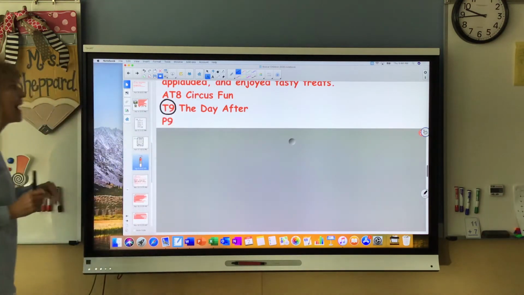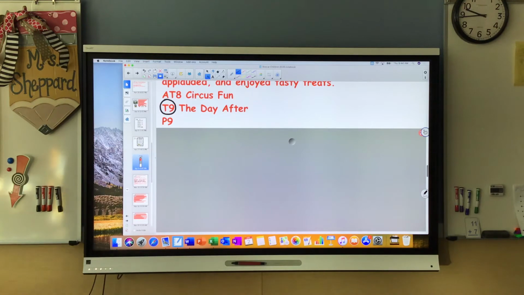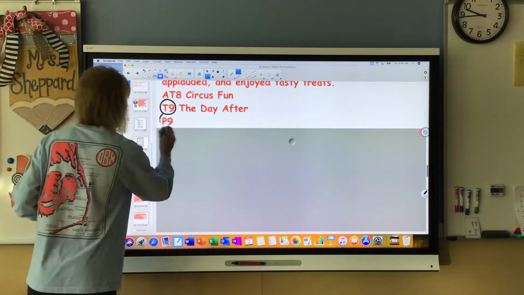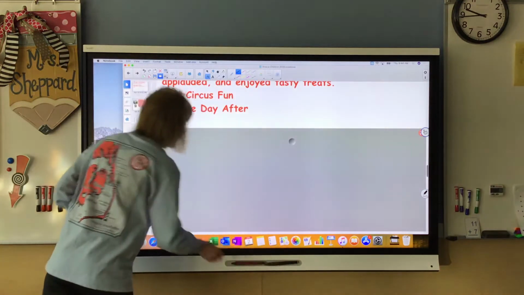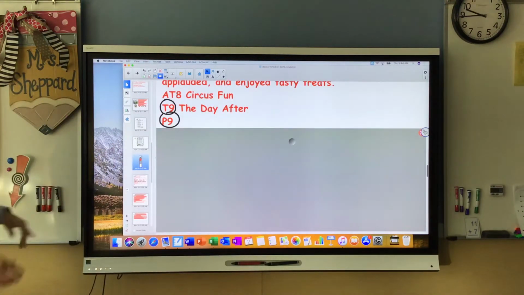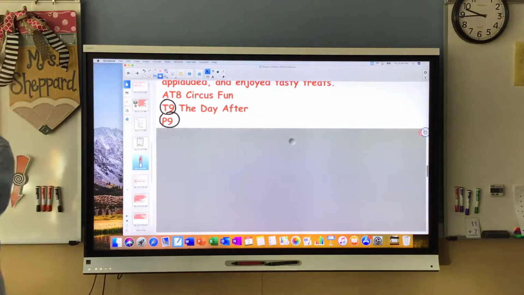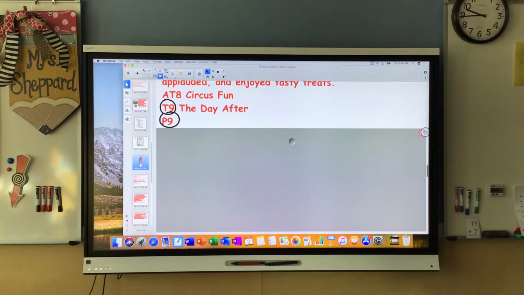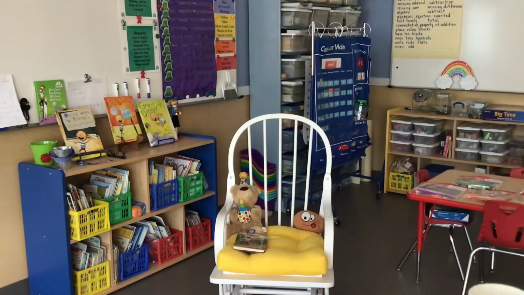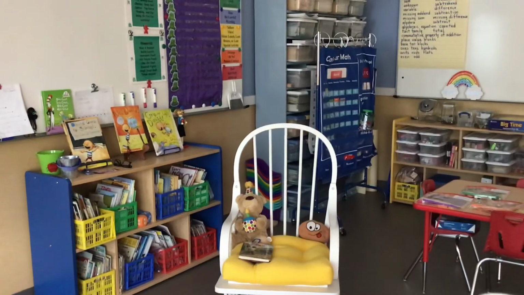Starting with our T9, our title of chapter 9. And right now at home, I want you to be making a prediction for chapter 9. The title is The Day After. And Mr. Sheppard today is going to make an out loud prediction. I think that chapter might be about, as a reader, I'm thinking about what happened in chapter 8. I'm thinking that chapter might be mostly about the day after the circus.